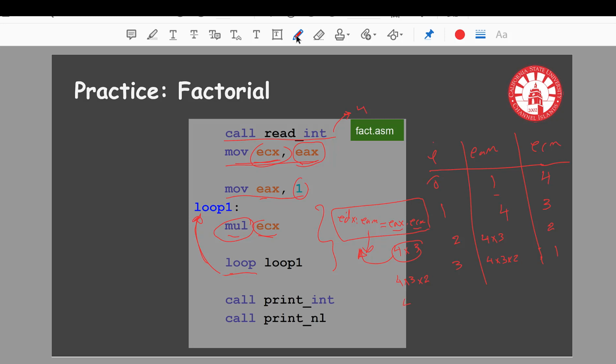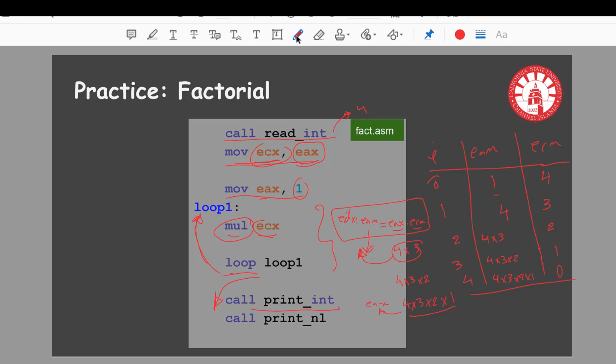This time, we're going to have the value of EAX multiplying by ECX, which is this time 1. And then the result is going to go to EAX. Therefore, EAX would be 4 by 3 by 2 by 1. And then ECX is going to be decremented. It's going to be 0 this time. This is iteration 4. And then in the loop command, it compared ECX with 0. And since ECX is 0, it's going to go down, so it's not going to repeat the loop again.